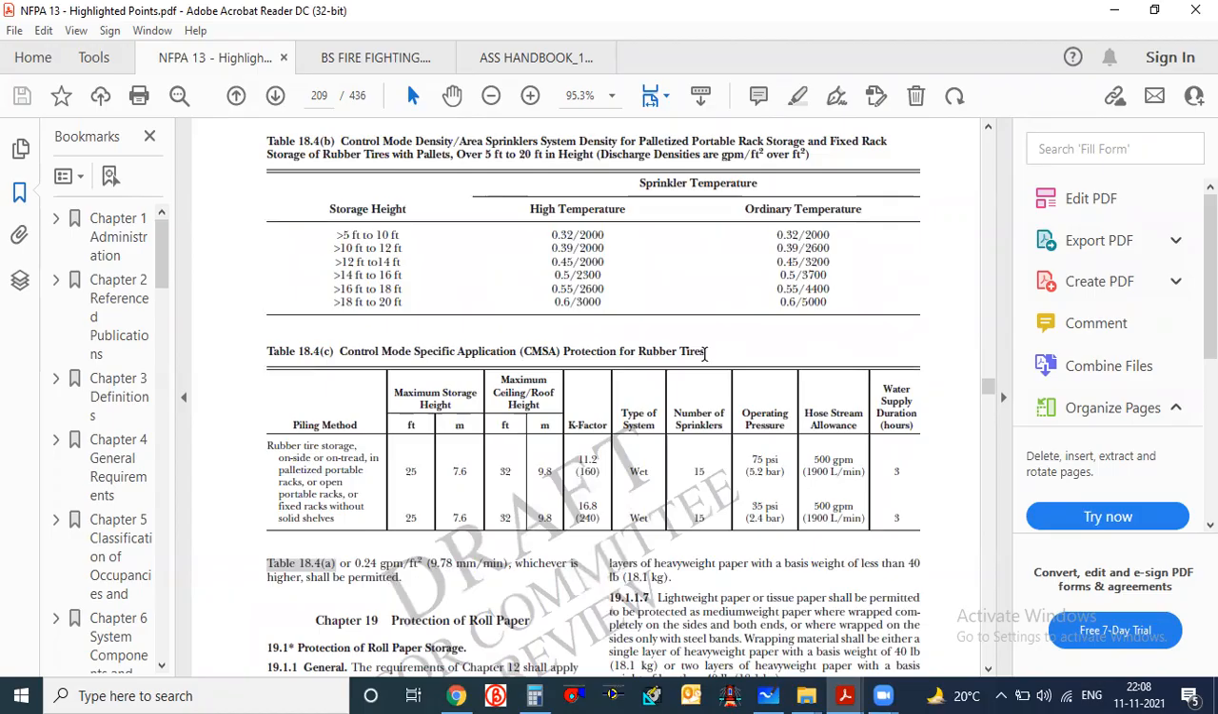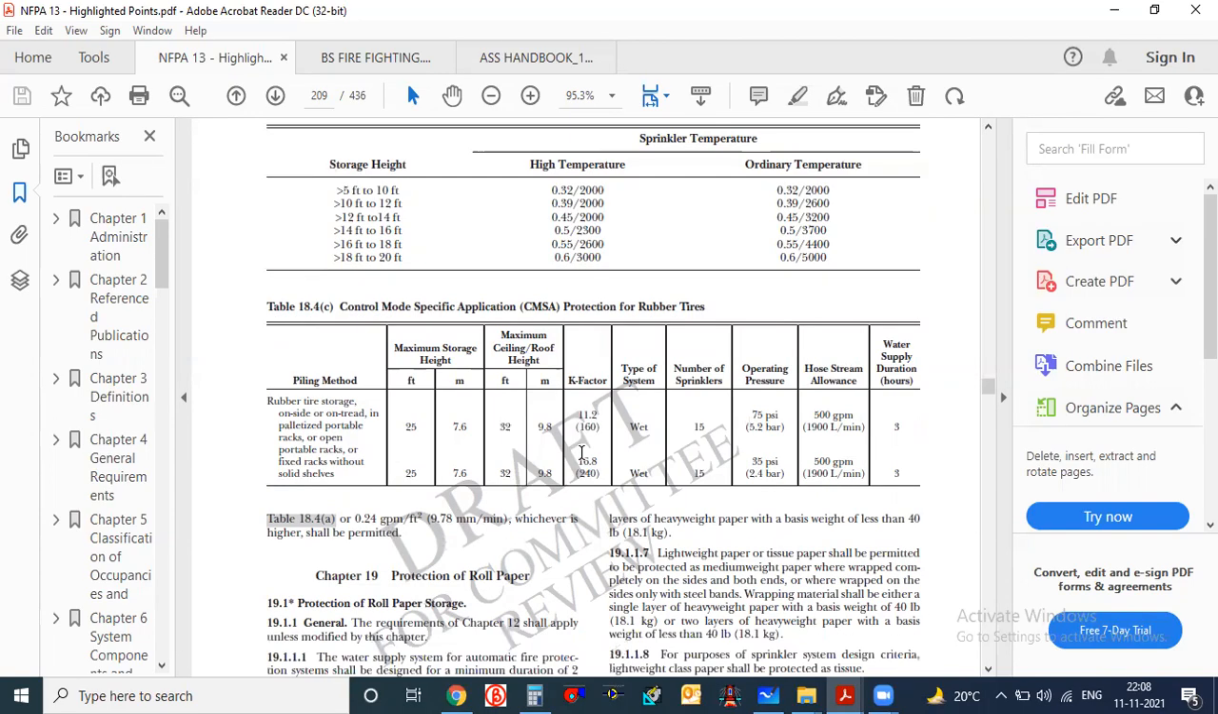CMSA sprinkler for rubber tires. The operating pressure is 75 psi. Okay, this is the maximum operating pressure, I think. So 75 psi. And here at the sprinkler head? No, at the main pump, I think so. If you are using CMSA sprinkler for rubber tire, this is the maximum operating pressure. Only CMSA sprinkler is given for the rubber tire.